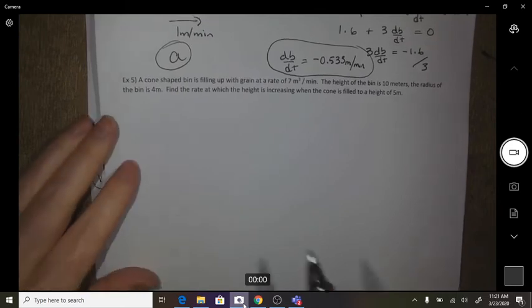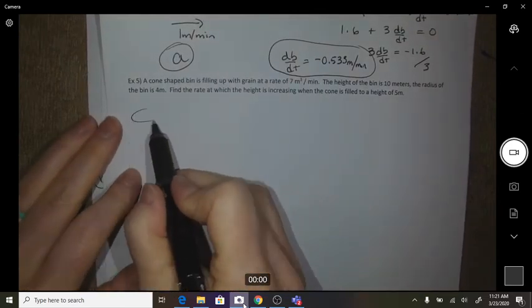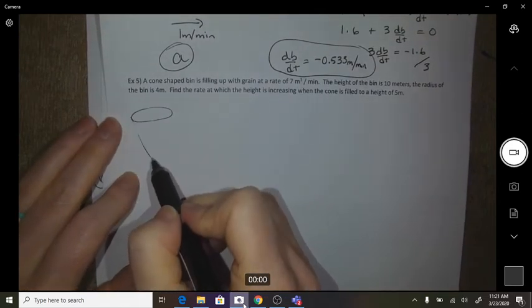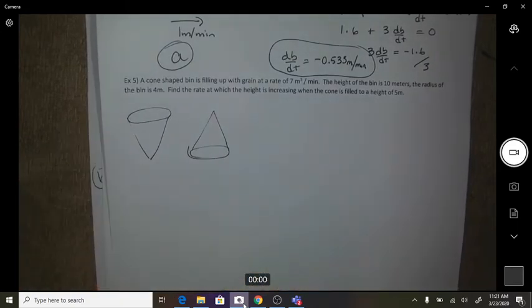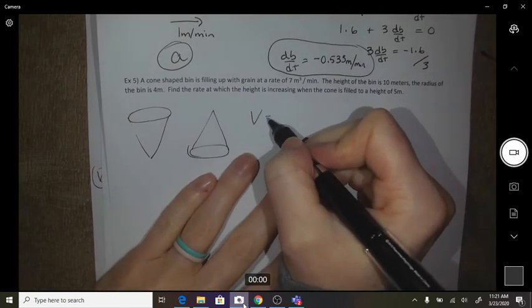Okay, next question. A cone-shaped bin is filling up with grain. Not sure, could be upside, downside. Okay, it's filling up at a rate of 7 meters cubed per minute. The height of the bin is 10 meters. The radius is 4. Find the rate at which the height is increasing when the cone is filled to a height of 5. Okay, so first of all, we need to know the volume.